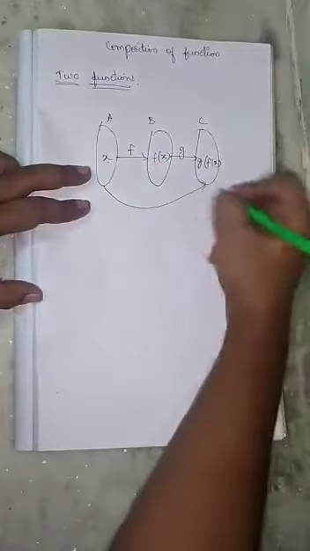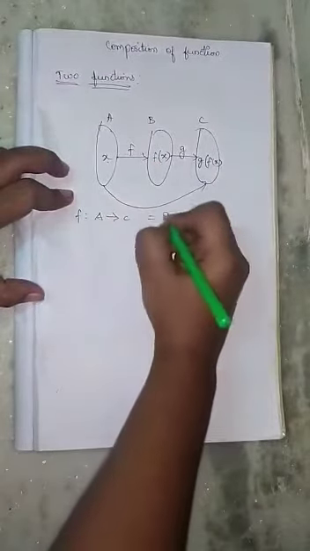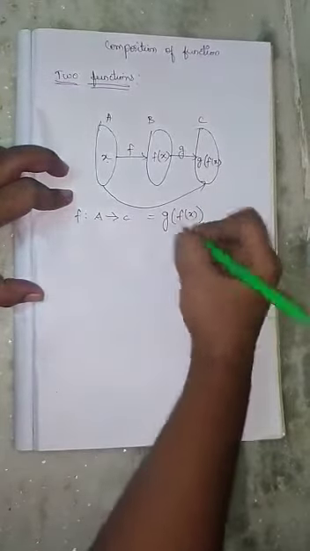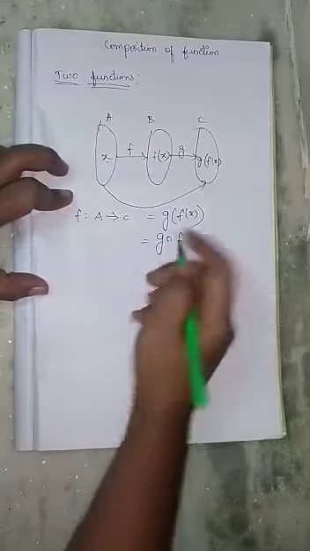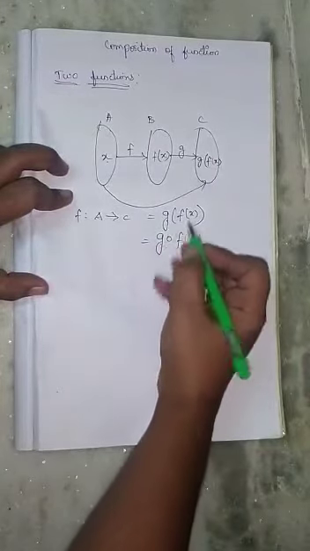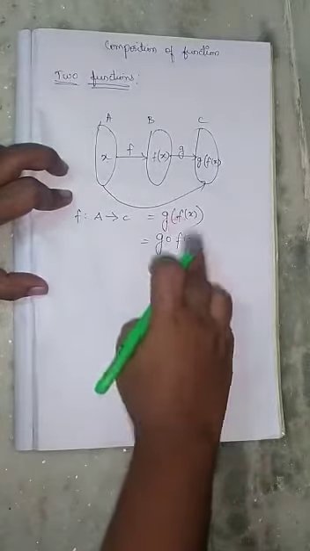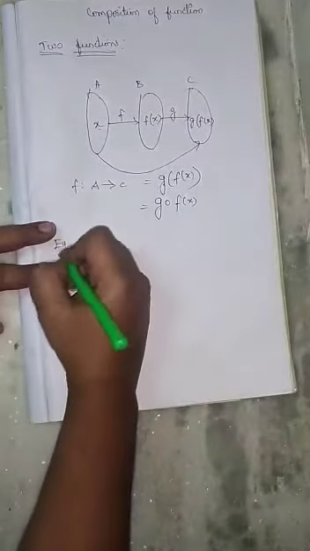So now I am going to map A to C. What answer did I get? G of F of X, right? So it is denoted as G of F of X. First what function I used, what input I used, I wrote second. Function first and input second. Okay. Now we will see one example.